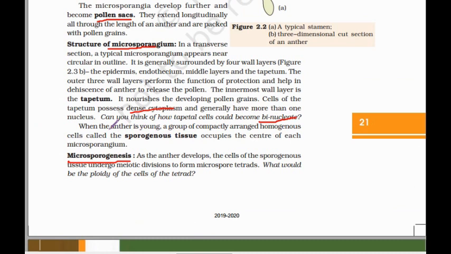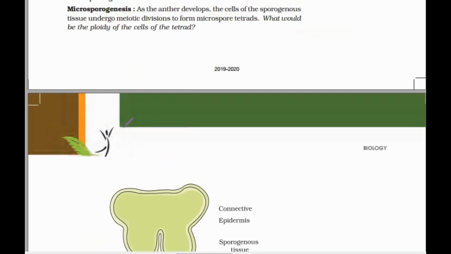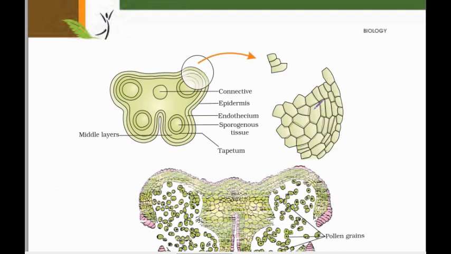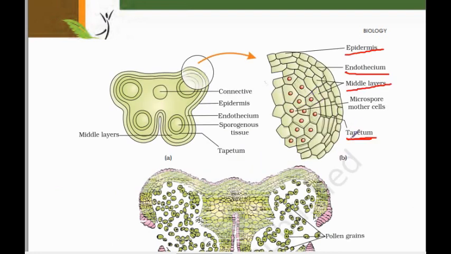How? Because these tapetal cells, this cell, it is very large, with more than one nucleus, and they assist with pollen grain growth and development, which means they nourish the developing pollen grain. What is the function of this tapetum? It nourishes the developing pollen grain.